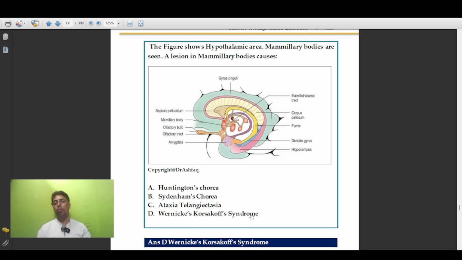Now this important image-based question tests your ability to know what lesion is caused as a result of dysfunction or damage to the mammillary bodies. So this is very important. Neuroanatomy is mathematical. A lesion in some area will cause a specific damage, and you have to remember that. As far as the different areas of the brain or the CNS are concerned, you get different lesions as a result of damage to these different areas.